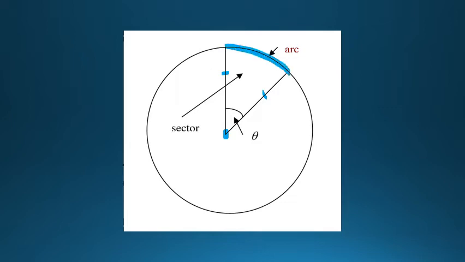Here we've got an arc, so an arc is part of the circumference. And the crucial thing when we're looking at the measurements involved with the area of a sector or the length of an arc is the angle. So in any of the formulas I'm using today, I'm going to use theta to represent the measure of the angle.